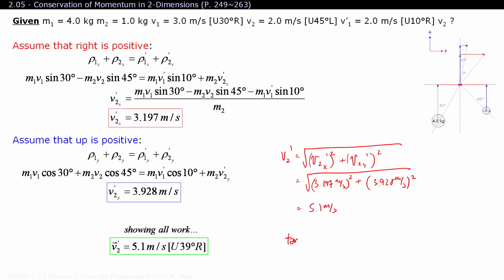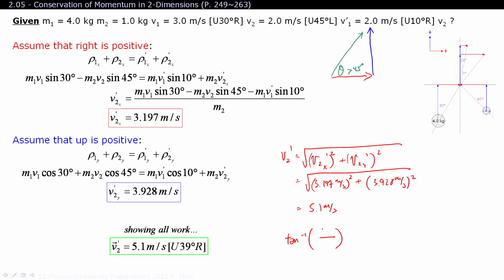And then when you do the tan inverse, there's two ways of doing it. You can either do it with the vertical component versus the horizontal, or the horizontal versus the vertical. It's up to you how you decide to draw it. I'm going to draw it starting off with 3.197, positive, meaning it moves to the right, and then we have the 3.928 as the vertical. Seeing that the vertical is longer than the horizontal, we know that this theta should be greater than 45 degrees when we calculate it out.